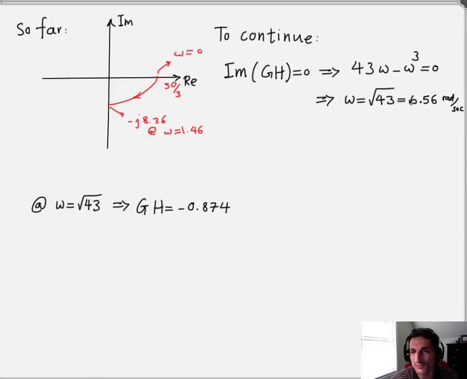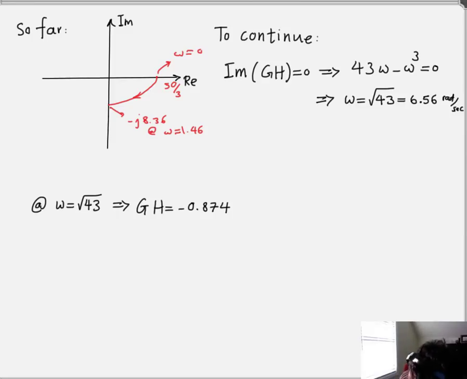And at this frequency, the value of GH is going to be negative 0.874. What does that mean? Remember, we're increasing omega. Here it was omega equal to 0, then here it was omega equal to 1.46, and when it crosses the real axis, it's associated with omega equal to 6.56. It's going to cross that real axis at negative 0.874, and that's what you see here.